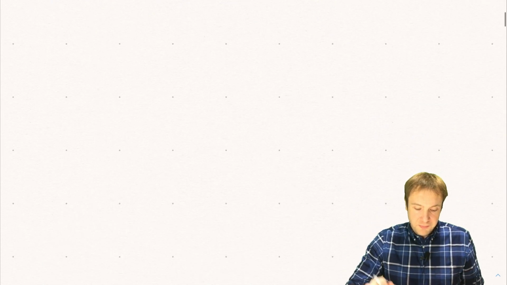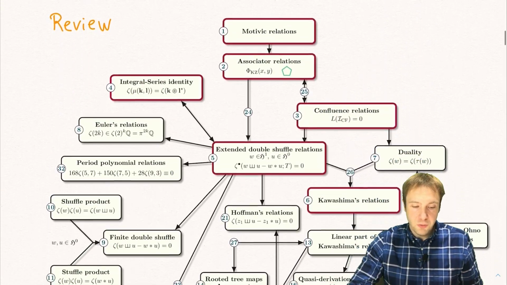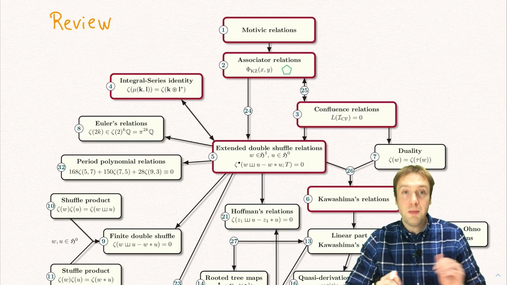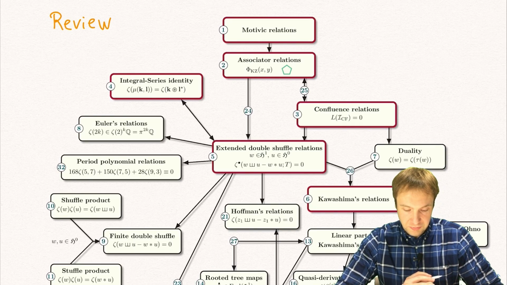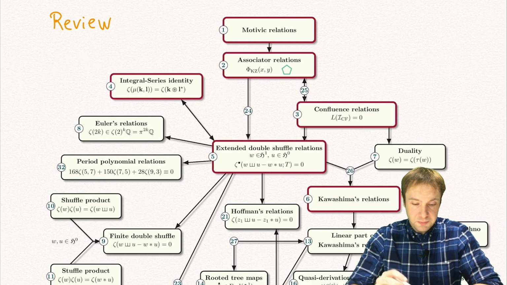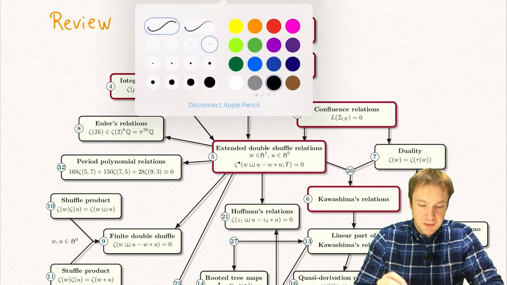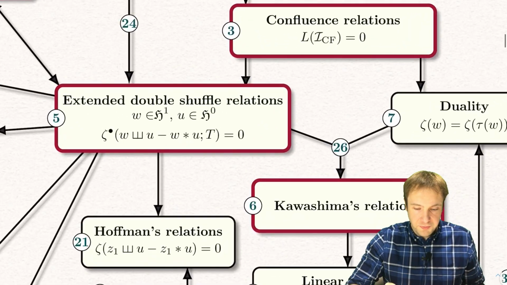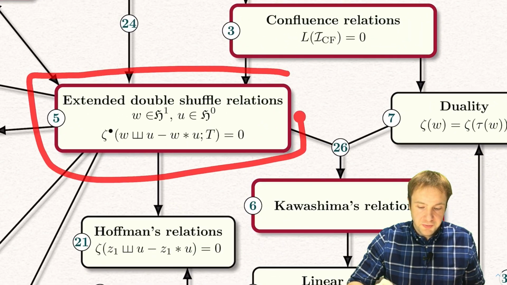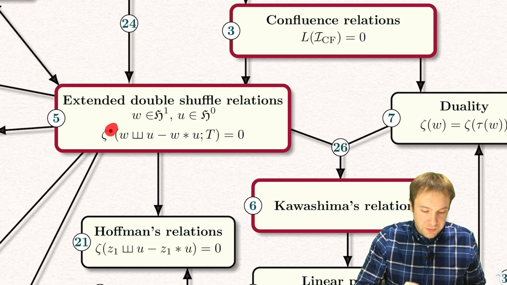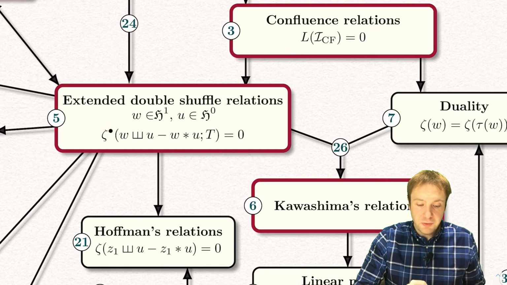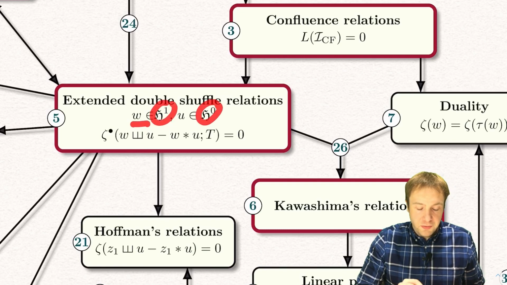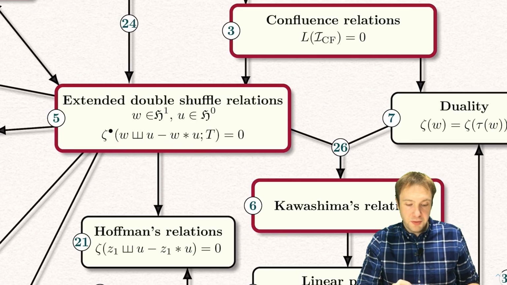And for this I made some overview of different families of linear and also algebraic relations. So let's see in this picture here what we already know. So last time we talked about these extended double shuffle relations. So we had bullet was either shuffle or stuffle, and then for a word in H1 and a word in H0, this W shuffle U minus W stuffle U.